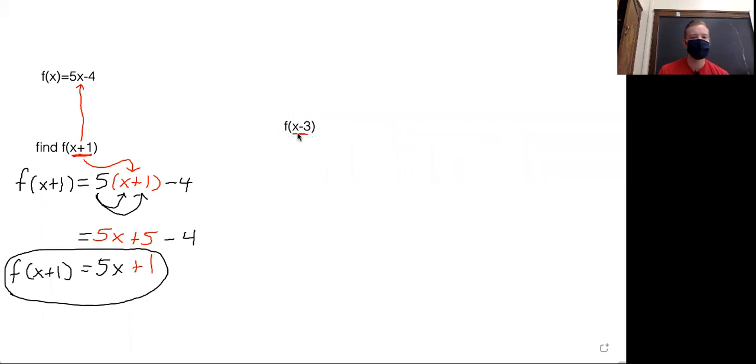So this x minus 3 right here is going to replace the x that we saw in our original function over here. So the left-hand side is going to stay. Left-hand side is going to be what we were asked to find. So f of x minus 3 is my left side. I know my 5 is going to stay the same. Minus 4 will also stay the same. But now instead of just an x after the 5, I'm going to have parentheses x minus 3, because that gets substituted in.